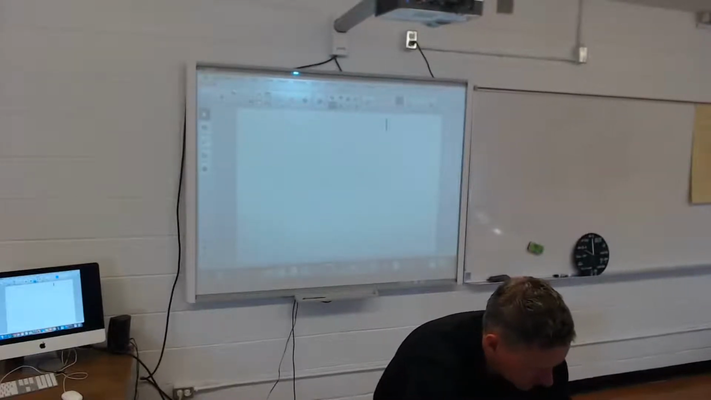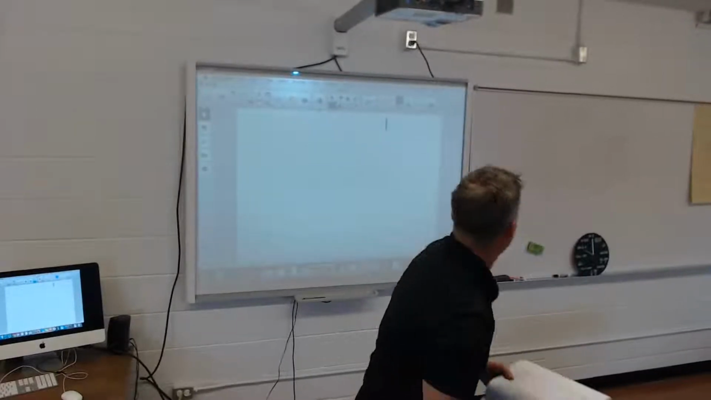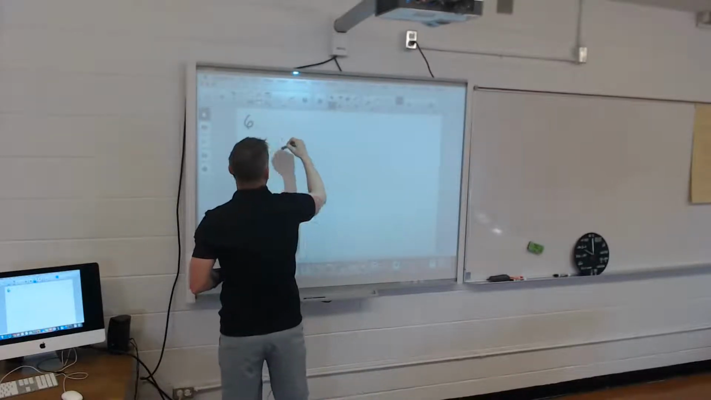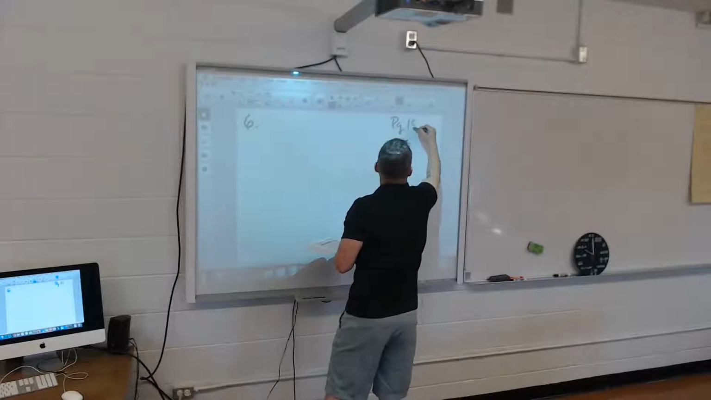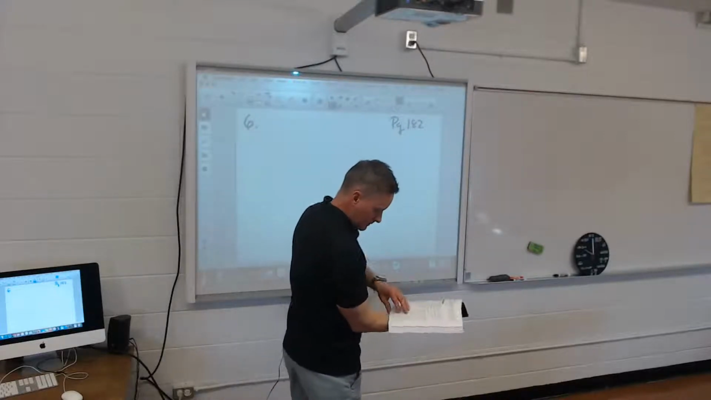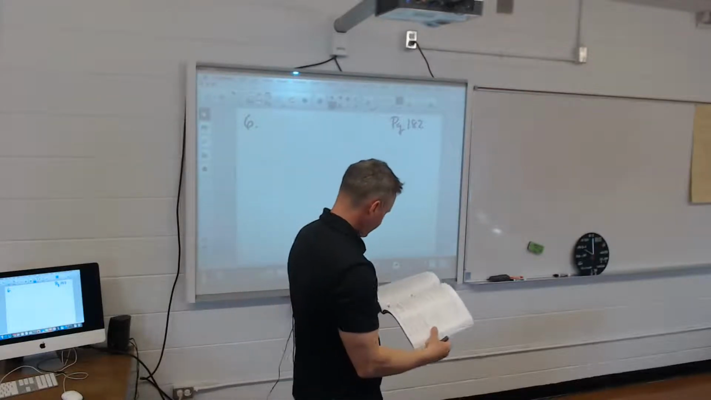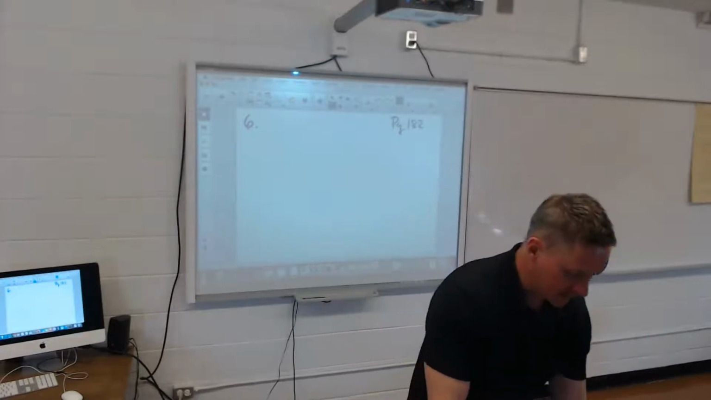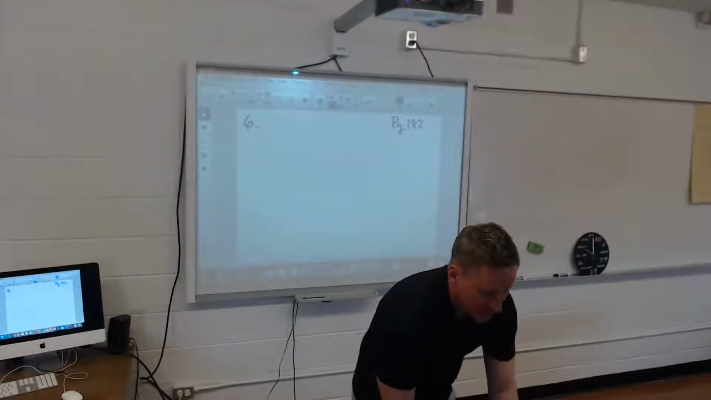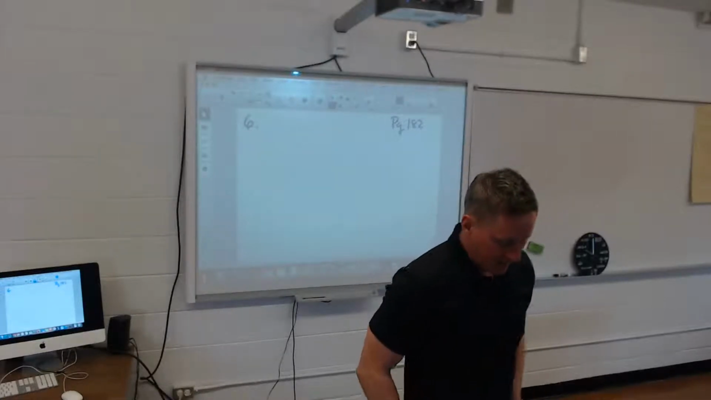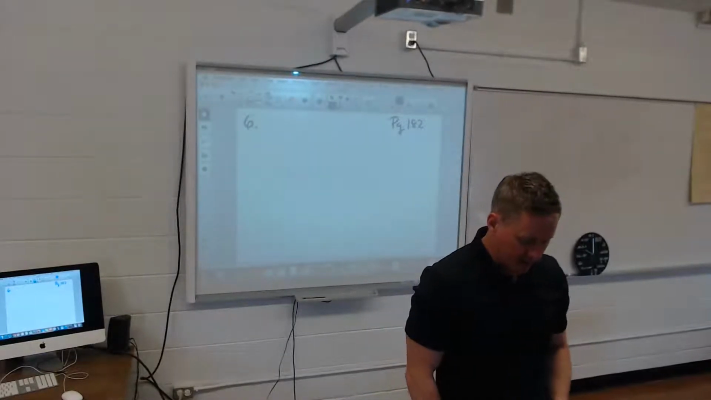Certainly. Okay, 182, question 6. Okay, so Jenny needs to rent a car for the day. The graph shows the daily cost C of renting a vehicle from each of the two companies in terms of distance driven in kilometers. How can you use the graph to determine the basic cost of a rental car, excluding the distance charges and the distance charge per kilometer for each company?